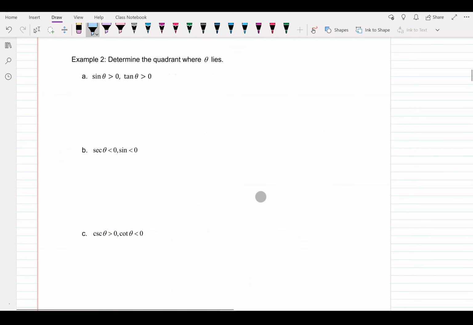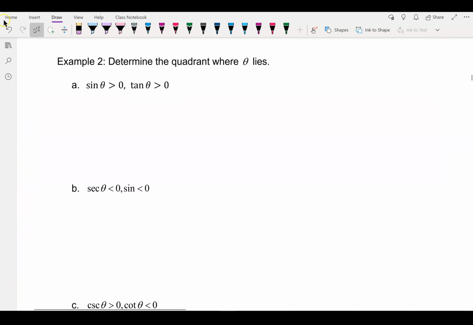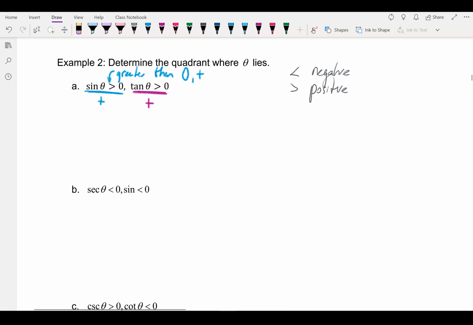So the next section here, example 2, is going to be basically doing the backwards of what we just did. Instead of looking for the sign, we're going to be given the sign. We've got to figure out the quadrant. So in this first question, it's telling us that sine is greater than 0, so sine is positive. It's going to say that tan is greater than 0, which is positive. Greater than 0 means positive. If it's the other way, this means negative. This means positive. Just something that's very important to keep in mind. All right, so I'll write that up there.